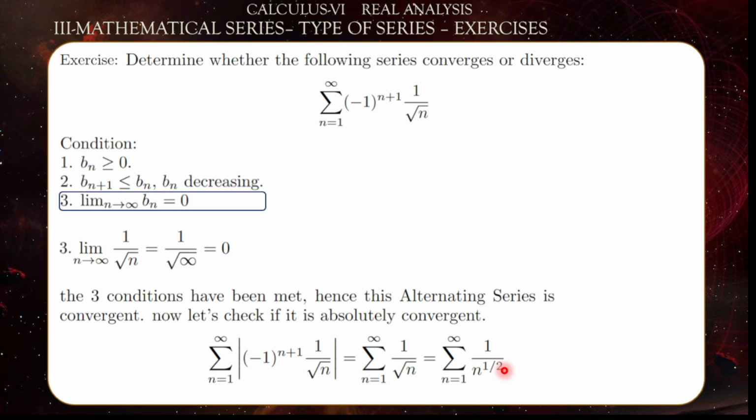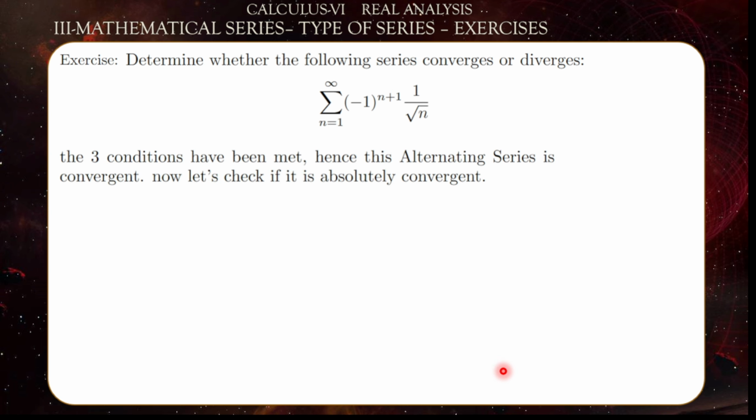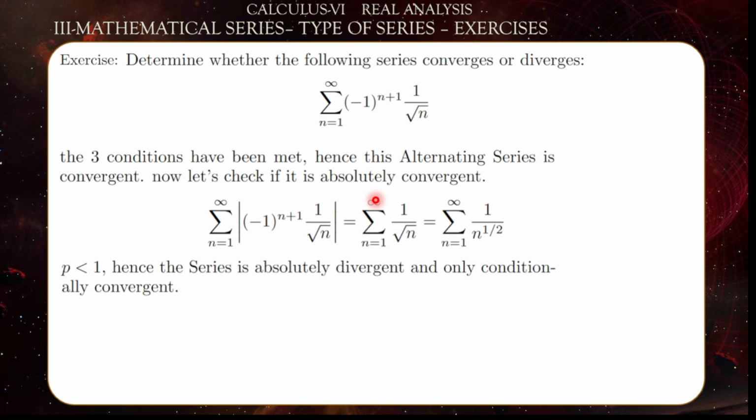Okay? So for whatever power less than or equal to 1, the series does not converge. Hence, we can conclude that despite the three conditions having been met for this alternating series, it is convergent but not absolutely. Okay? Why? Because for p equal to 1/2, p is less than 1, hence the series is absolutely divergent and only conditionally convergent.